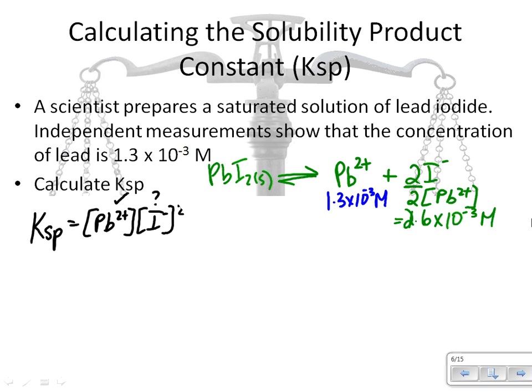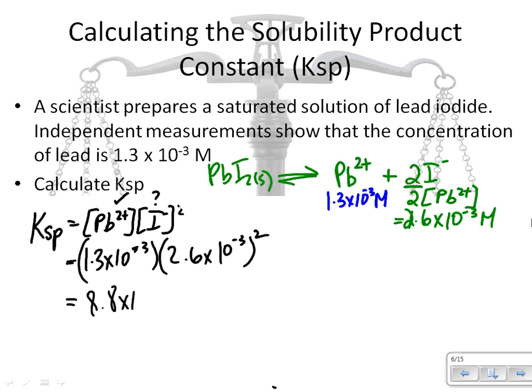So now I've got my 2 concentrations, and I'm going to plug them into my equation. My lead concentration is 1.3 times 10 to the negative 3 molar, and I'm going to multiply that by 2.6 times 10 to the negative 3 molar, squared. When I do all that, my final answer ends up being around 8.8 times 10 to the negative 9. So there's my KSP for this reaction.